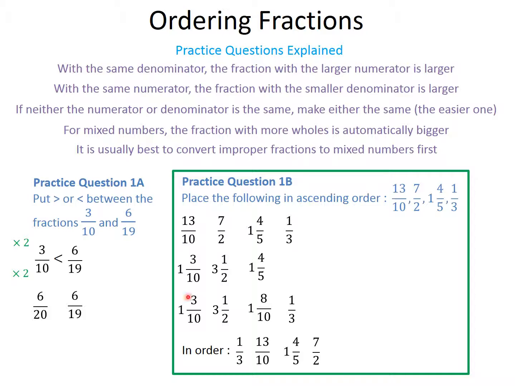So I had to go 1 3/10, look up the top. That's not what it was, 13 over 10, so I wrote down 13 over 10, and this 1 8/10 was originally 1 4/5, so that's what I wrote down there. So definitely not an easy question, but that step-by-step process makes it a little bit easier.